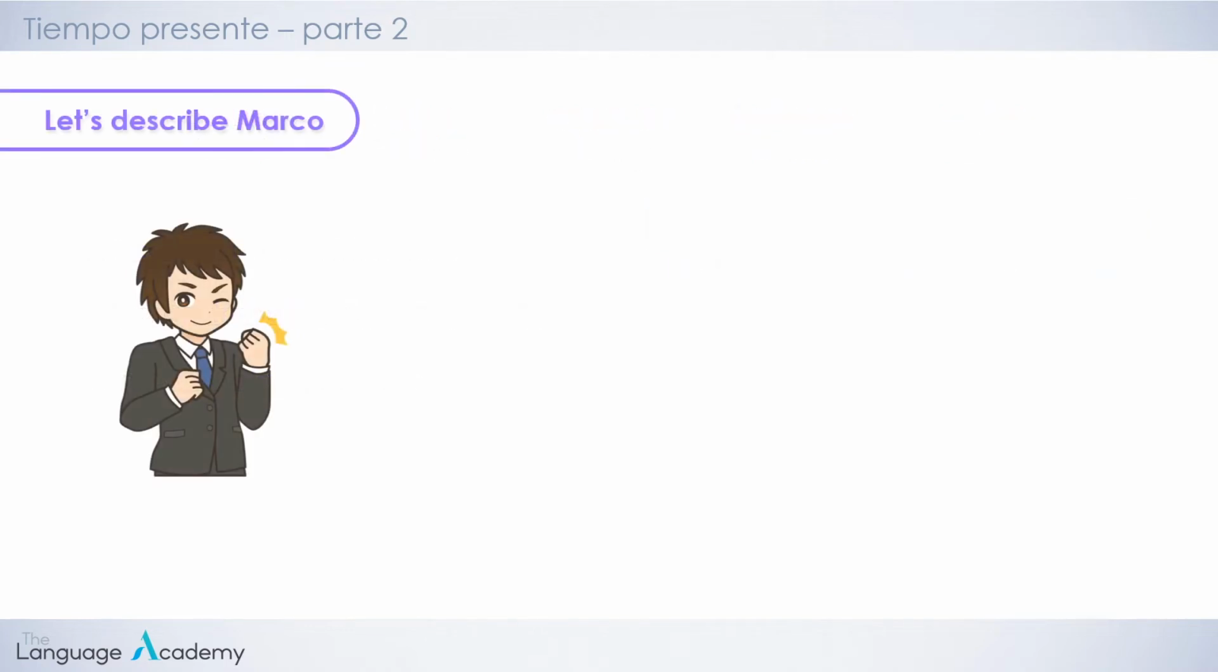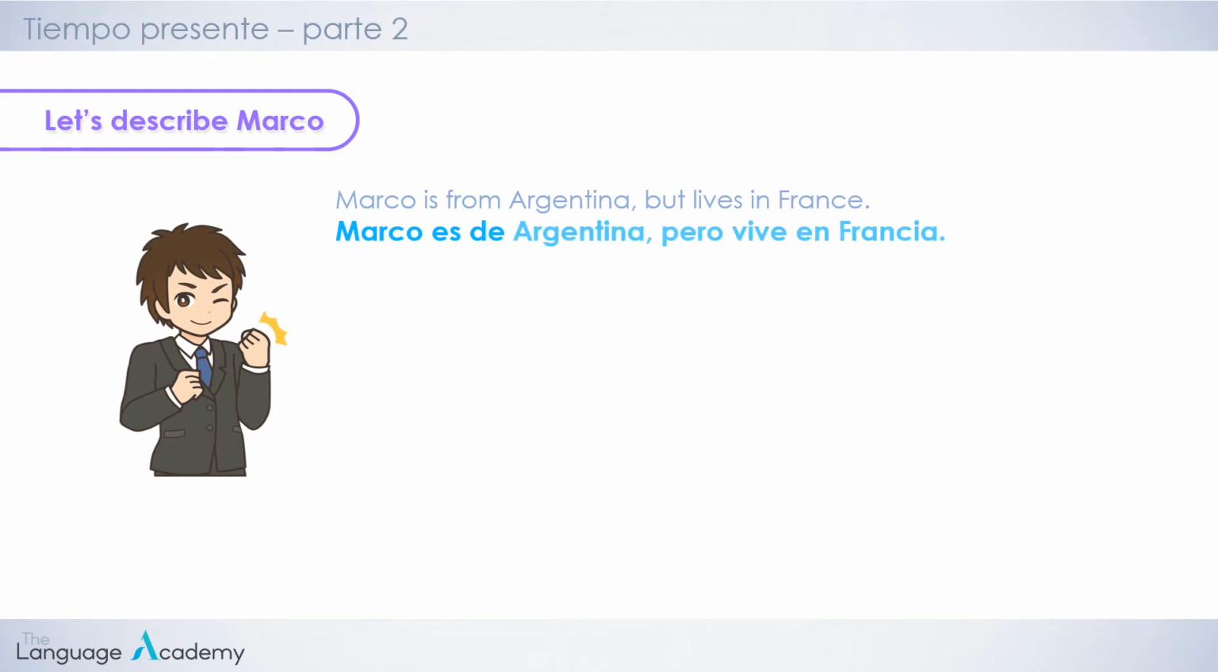In the next exercise, we're going to describe this person. First, we're gonna say, Marco is from Argentina, but lives in France. To say Marco is from, we're gonna use Marco es de. So the complete phrase is, Marco es de Argentina, pero vive en Francia. And we have, he works at a bank. Use en un banco to say at a bank. Él trabaja en un banco.